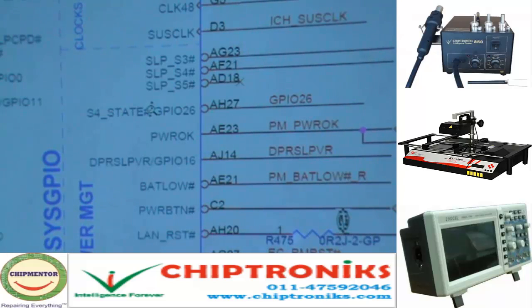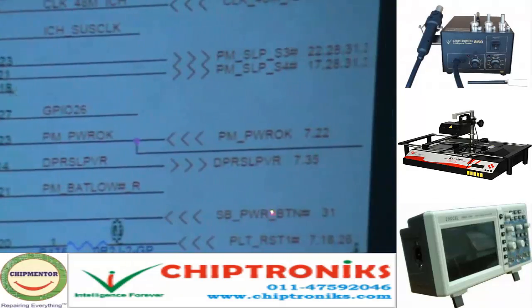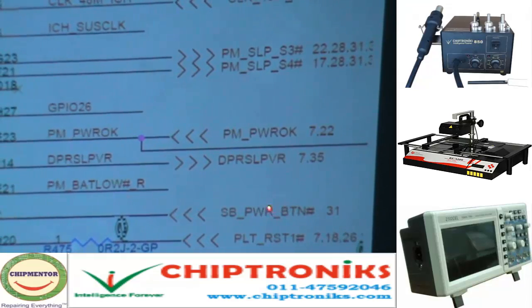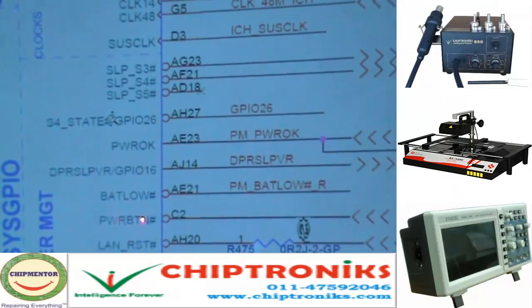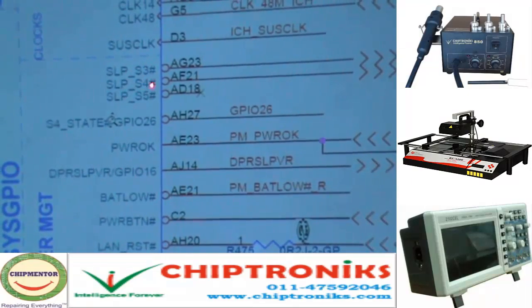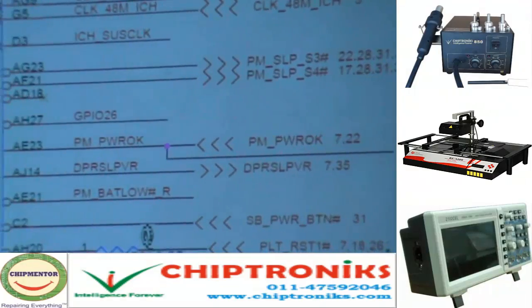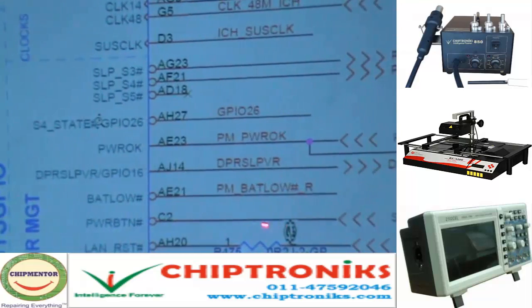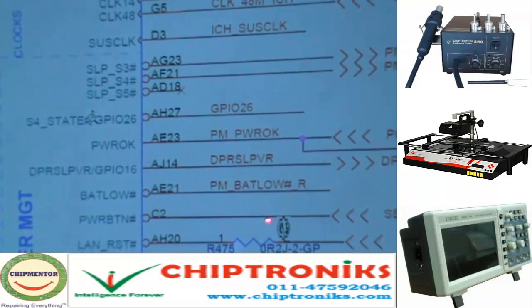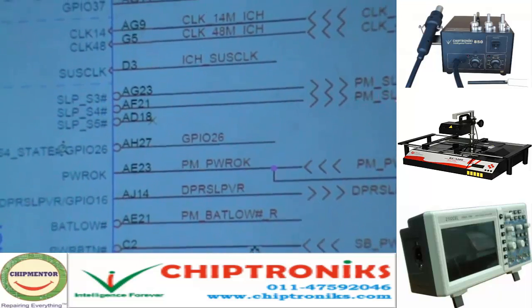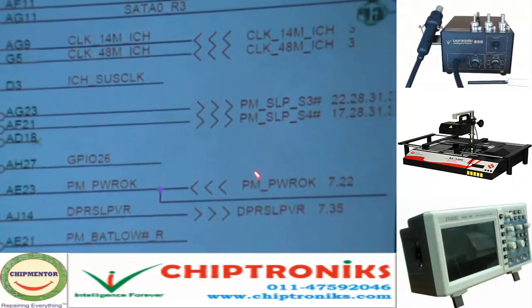Then power button. This is a very important signal. When you press the power button, this signal will go to 0, and this comes to the ICH. After this signal comes to the ICH, it will generate the S4 signal and go into the S4 state. When you press the power button, this signal comes to the ICH, which then generates S4, and it will go into the S4 state.